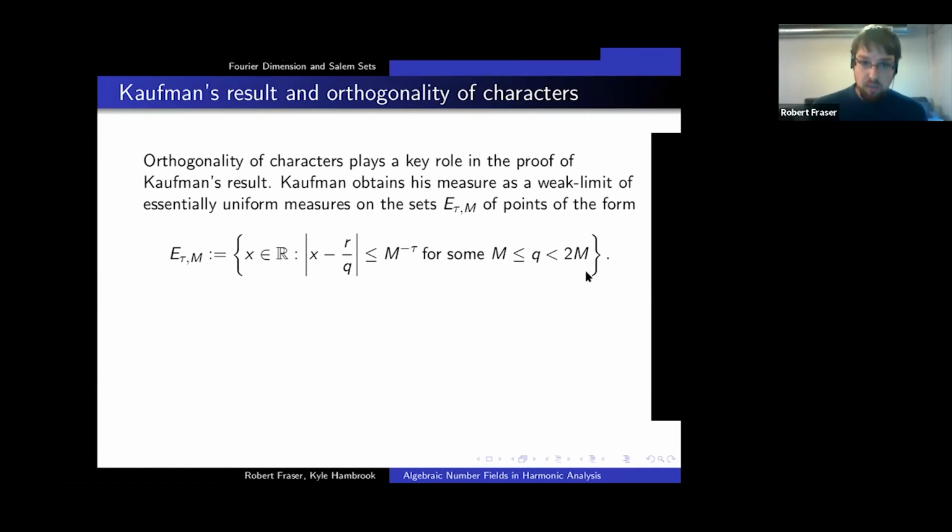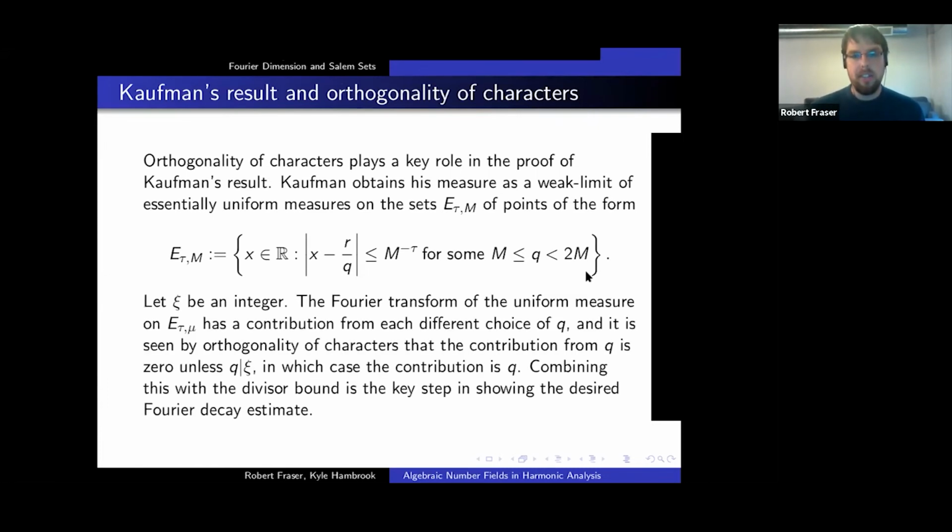If you look at the Fourier transform of the uniform measure on this set, and you let xi be an integer, then what ends up happening is that you get a contribution to the Fourier transform of the uniform measure at xi from each different choice of q. For those q that divide xi, you get a contribution of q. And for those q that do not divide xi, you get a contribution of 0. This follows directly from the orthogonality of characters.